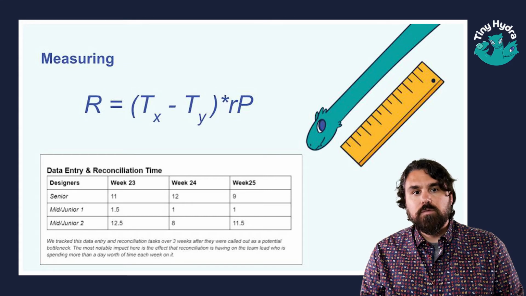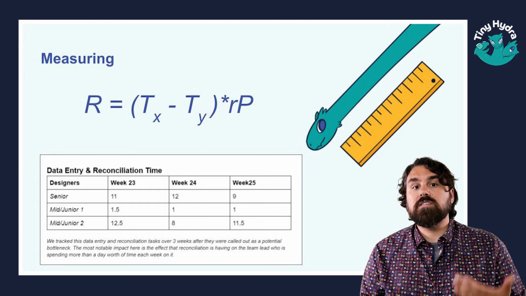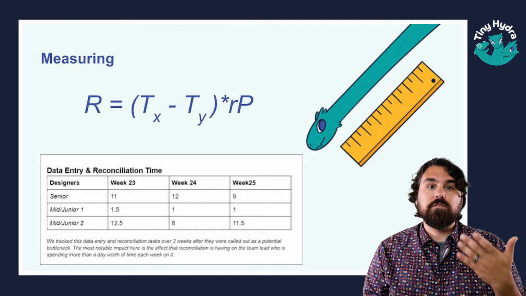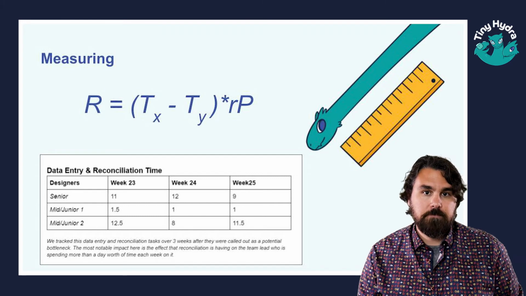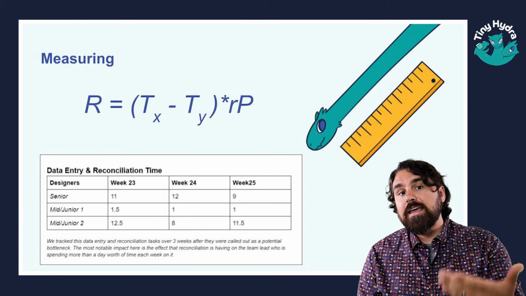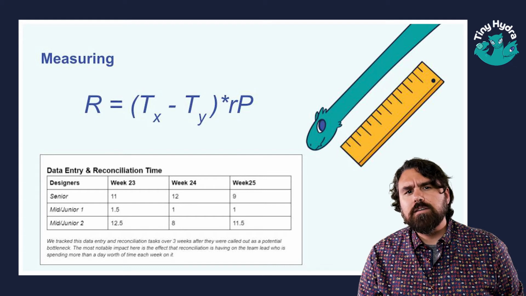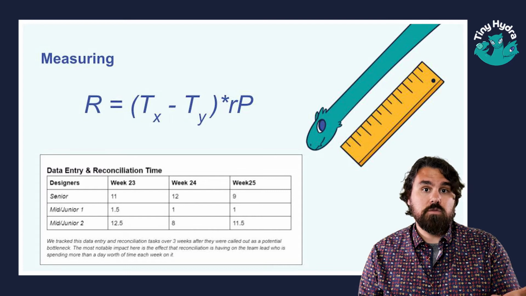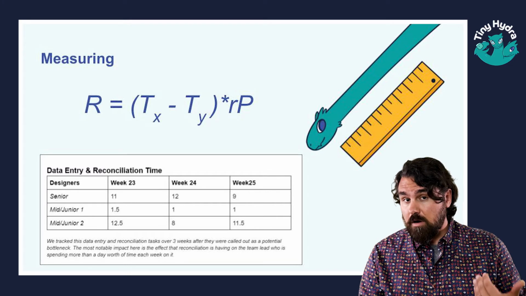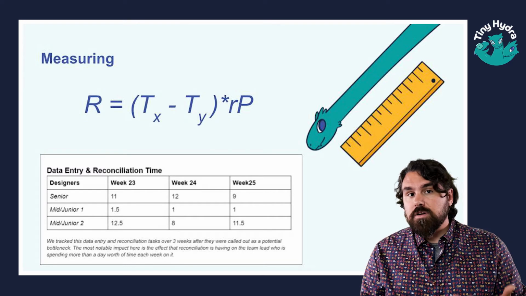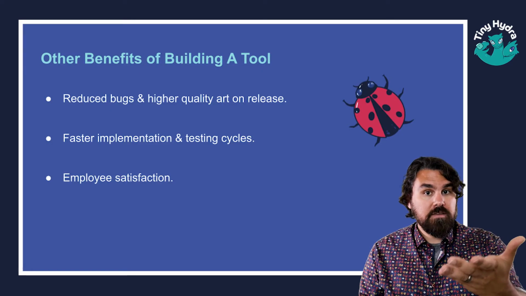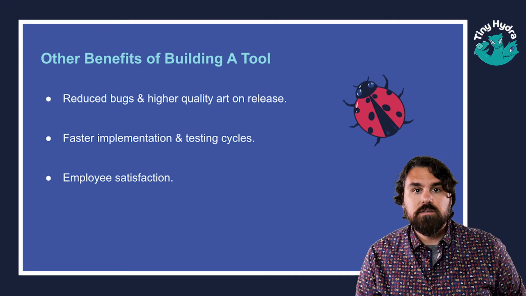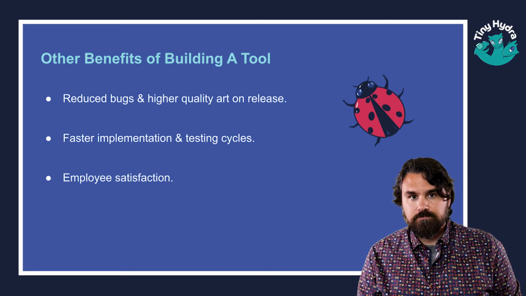Companies making games with long production cycles using the same engine and software as a service companies are probably the ones that benefit the most from custom tools development. This is why we've seen the AAA industry really embrace technical art discipline over the last 10 years. Other benefits of tools, and these things can be hard to quantify and measure, are reduced bugs and higher quality art on release, faster implementation and testing cycles, and higher employee satisfaction.